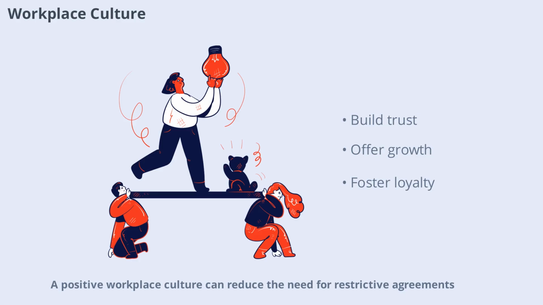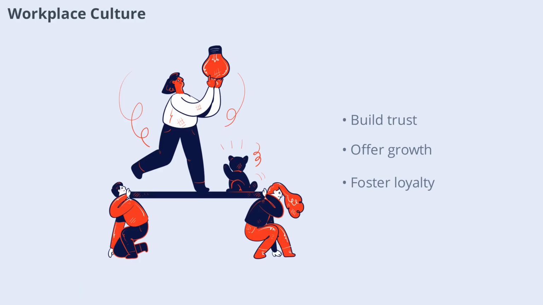Positive workplace culture can reduce the need for restrictive agreements. When employees feel valued and engaged, they're less likely to leave or share sensitive information. Employers can focus on building trust, offering growth opportunities, and fostering loyalty. Strong culture is a powerful tool for retention and protection. Next, we'll discuss the role of onboarding and training in safeguarding business interests.